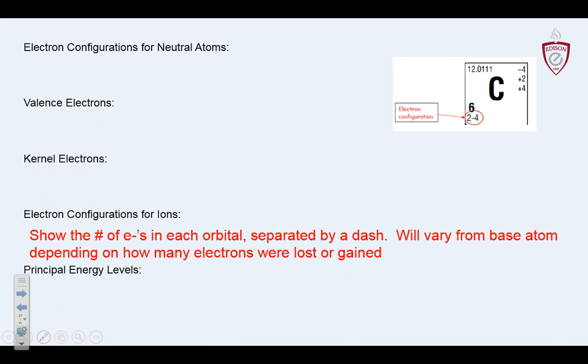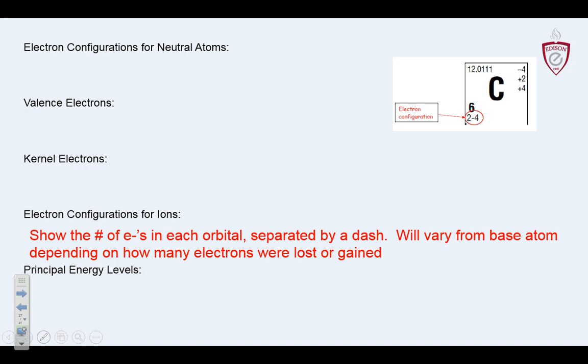Electron configurations for ions show the number of electrons in each orbital, separated by a dash, but it varies from the base atom depending on how many electrons we gained or lost. So that number can change, and that's a game we're going to have to be able to play. Looking at the base that we see in the periodic table, if I see an electron configuration that's different for the same atom, then it's an ion. It's got to be. And the ion will show you if it's a positive or a negative charge.